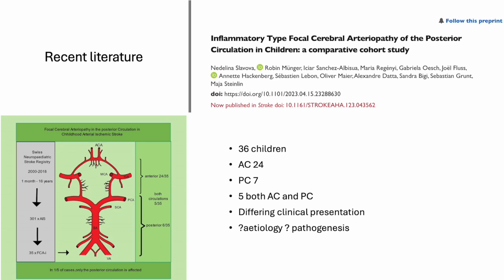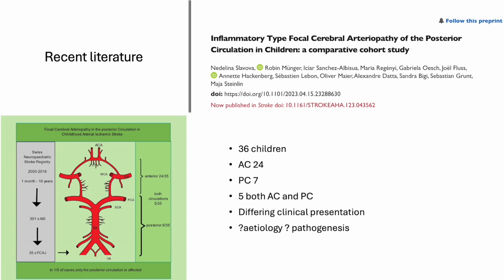So out of 36 children, 24 children had involvement of the anterior circulation, which is the most common type. 7 children had involvement of the posterior circulation, and 5 of those were overlapping between anterior and posterior circulation. This tells us that when there is posterior circulation involvement, which is less often than anterior, it will involve the anterior circulation in most cases. This is just important to know because there are differing clinical presentations. Upon involvement of the posterior circulation, the patient can experience different types of symptoms such as headaches and eye signs, which our patient actually had.